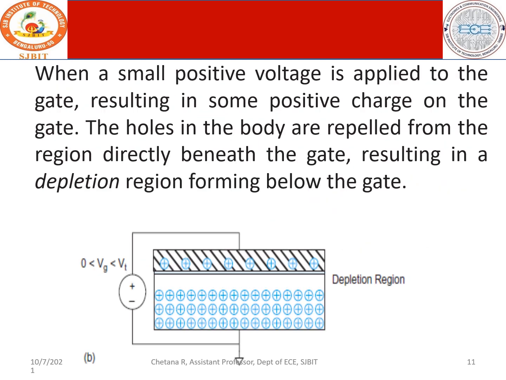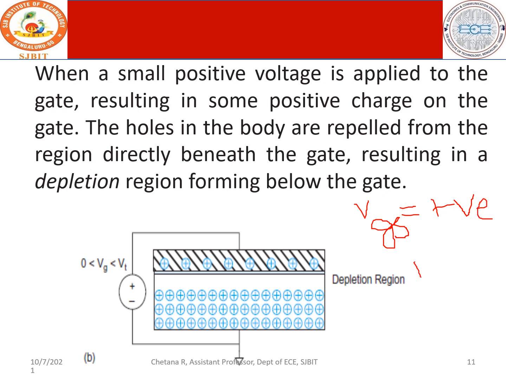Next stage. Now what happens? Instead of giving negative voltage as in the first stage, what happens in the next stage? A small positive voltage is applied to the gate. So VGS is given a small positive voltage.